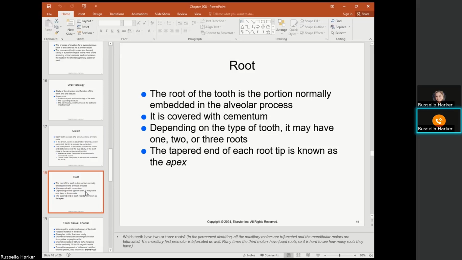And at the tip of the apex is going to be a small opening or a hole that is called the foramen, and that is how the nerves leave the tooth and enter the jawbone so that the blood supply can get to the tooth and it can be fed and innervated.